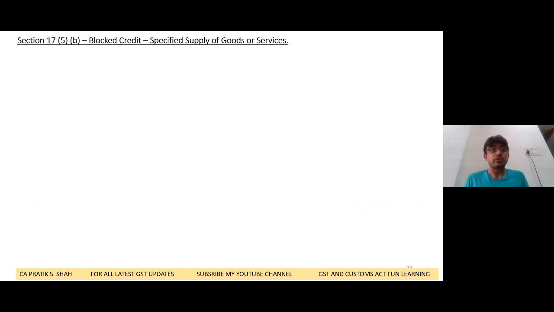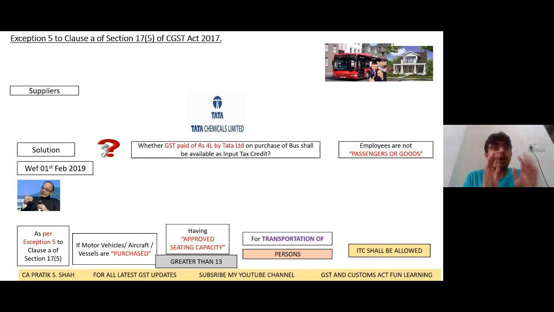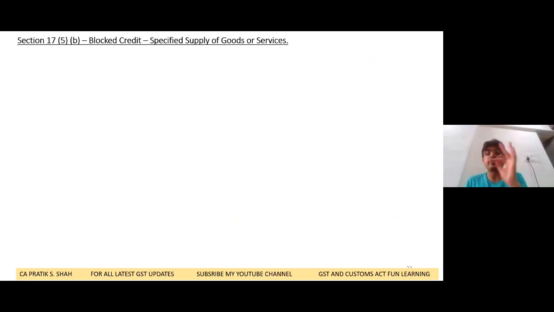Very good. So this was our first point: normally if you purchase a vehicle or aircraft, ITC is not allowed. But in 4-5 cases it is allowed. Where I purchase a vehicle to sell the vehicle, ITC is allowed. Where I purchase a vehicle and impart knowledge, ITC is allowed. Transportation of goods, transportation of passengers, ITC is allowed. And this is the 5th one. Correct. Now let us move to clause B. Chalo.